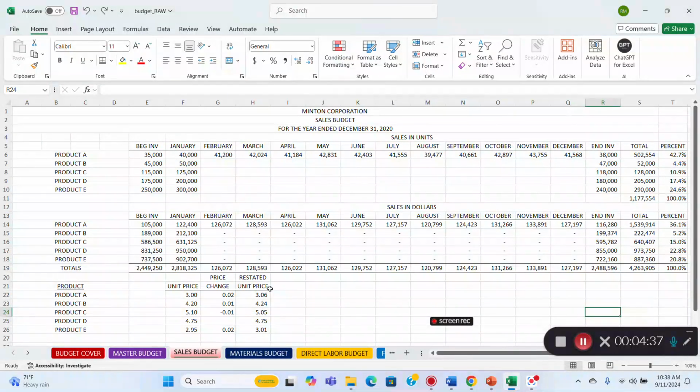So since this is a budget or a forecast, what I would do is use the restated unit price at the very beginning of the year. In other words, my January numbers would have the new restated unit price, whereas the beginning inventory would have the old prices. I hope that makes sense to you.